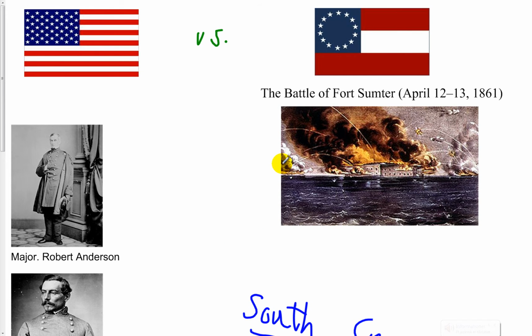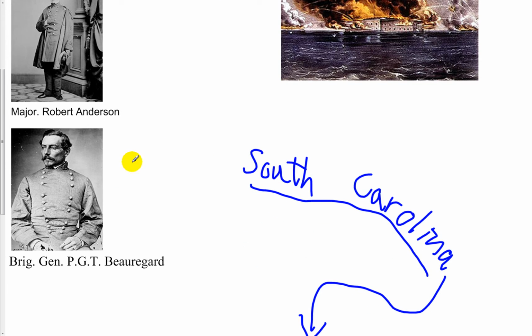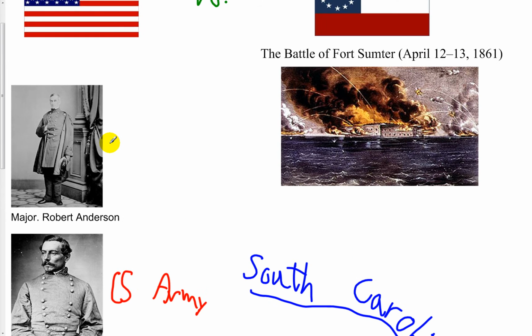the South Carolina army didn't want to wait anymore. So on April 12th, 1861, they began the Battle of Fort Sumter, or the attack on Fort Sumter, and it was the CS Army, and up here is the U.S. Army.